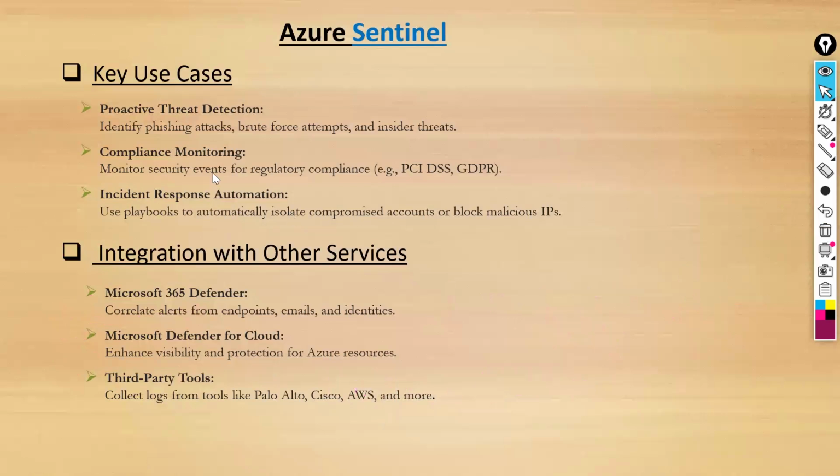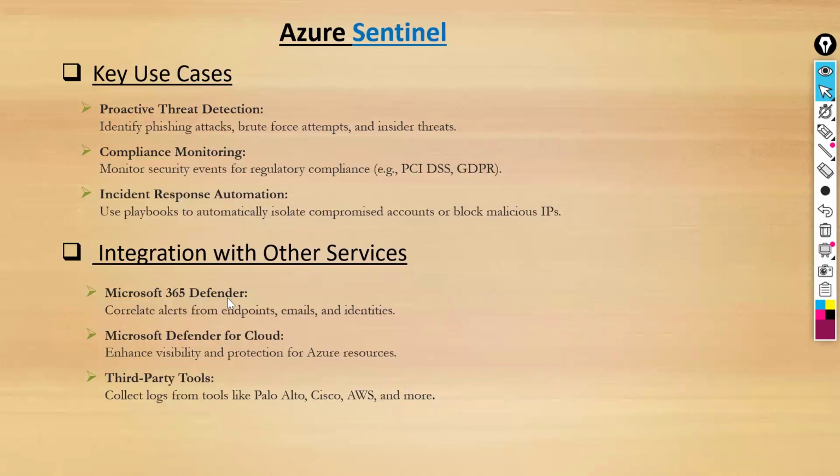Let me click this also. Key uses, what is that? Like we said, I'm going to identify phishing or any kind of attack which happens with my Sentinel. I'm going to get that with the data connector, and all the data connectors are there. It's also going to monitor your compliance, like PCI DSS, GDPR or HIPAA and all that. Automatically, incident responses happen there.